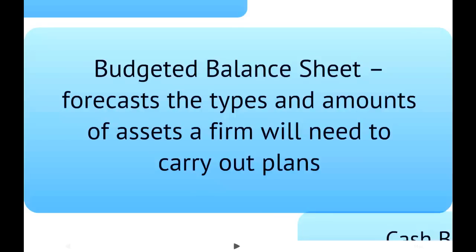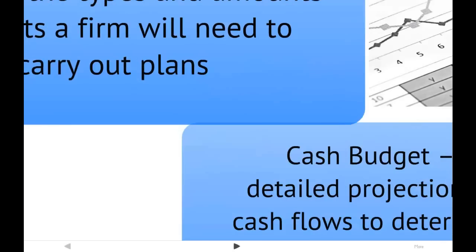We're trying to make projections over what kind of equipment we're going to need, if we're going to need to acquire additional inventories, if we're going to need to acquire land for the purpose of building different plants and different operations. Those are things that you have to do because your budgeted balance sheet is going to play into ultimately what type of resources or what type of funding you're going to try and seek.